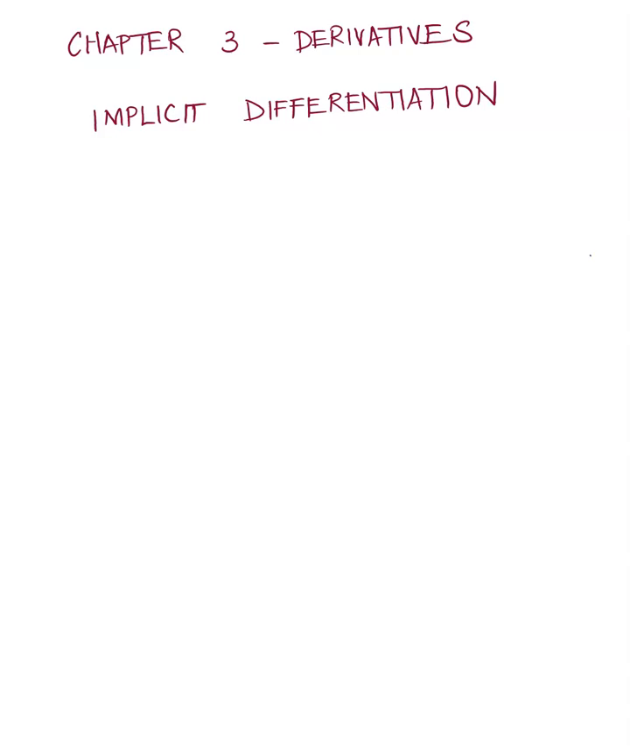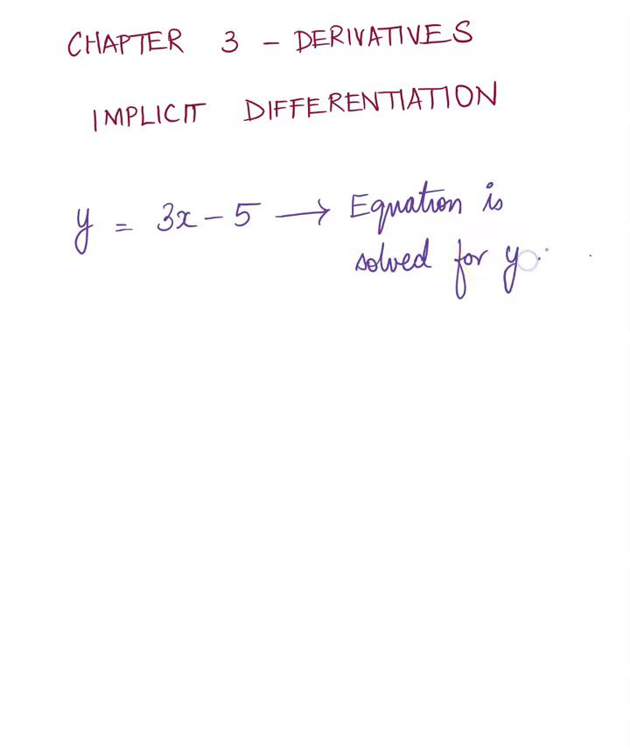To explain the concept here, let's begin by looking at this equation, y equals 3x minus 5. We can say that this equation is solved for y. What that means is that y is by itself. Y is isolated on one side of the equation, and the rest of the equation on the other side is written in terms of x.